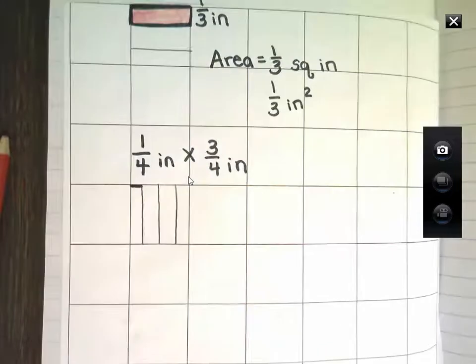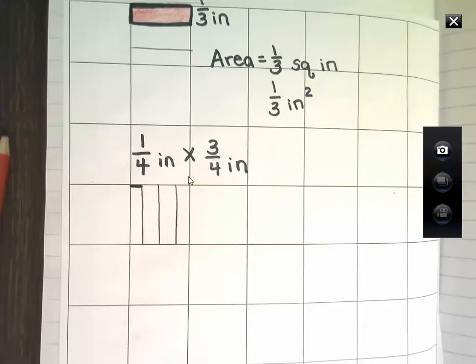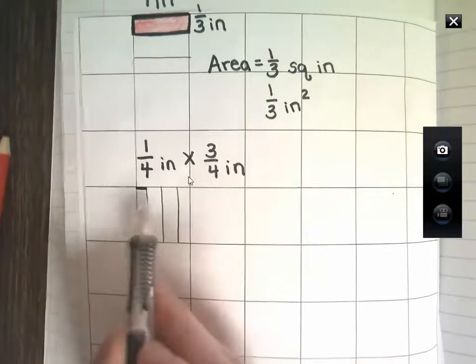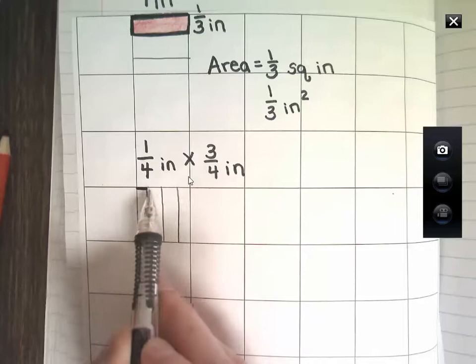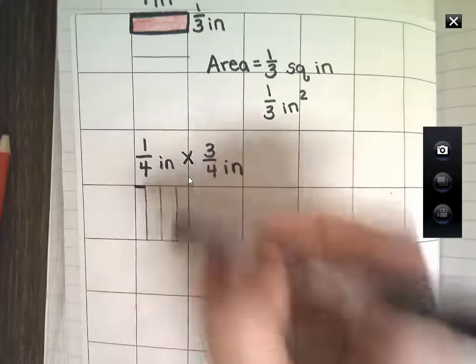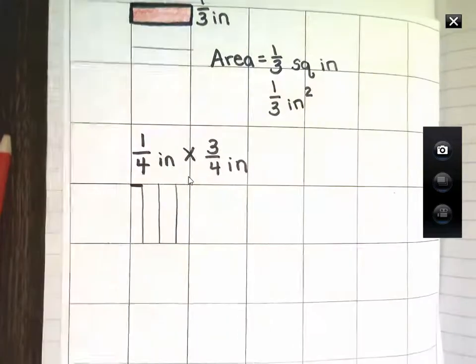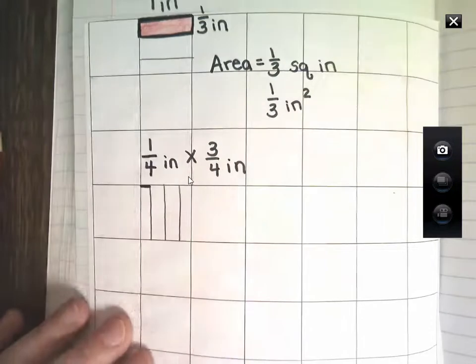Okay, now I need to draw the width. The width is 3/4 of an inch long. So just like I had to draw fourths going across the top of my rectangle, now I need to draw fourths going down the side. That's like drawing fourths on top of fourths. It will look like this.